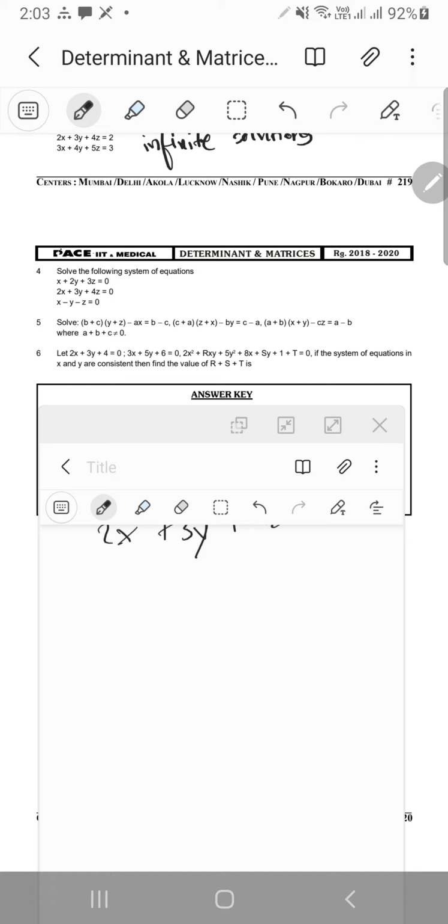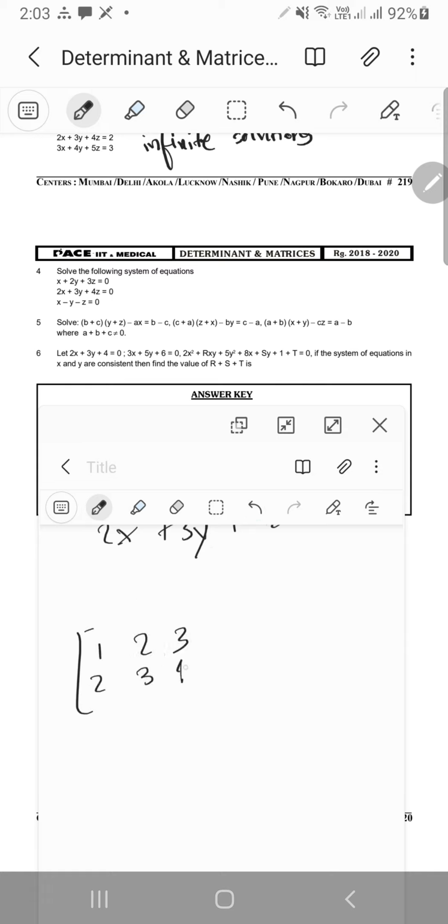1 minus 1 minus 1 over here. 1 2 3 2 3 4. So that would give me 1 1 1. No, it's not redundant. Fine. So I just got 1 2 3 2 3 4.